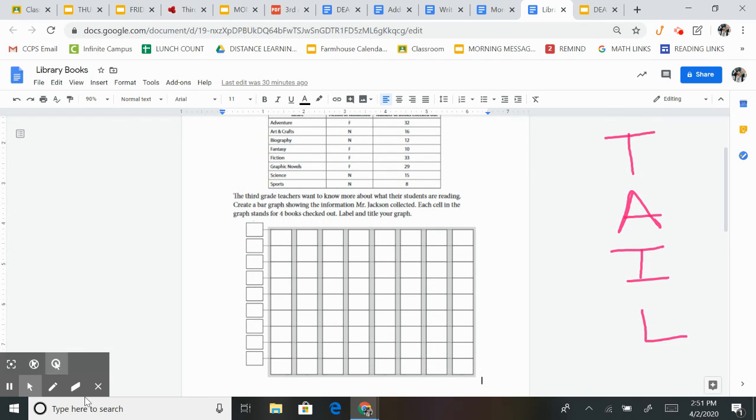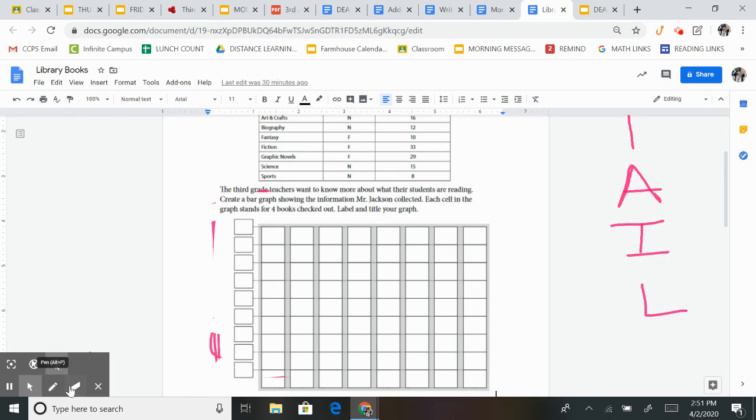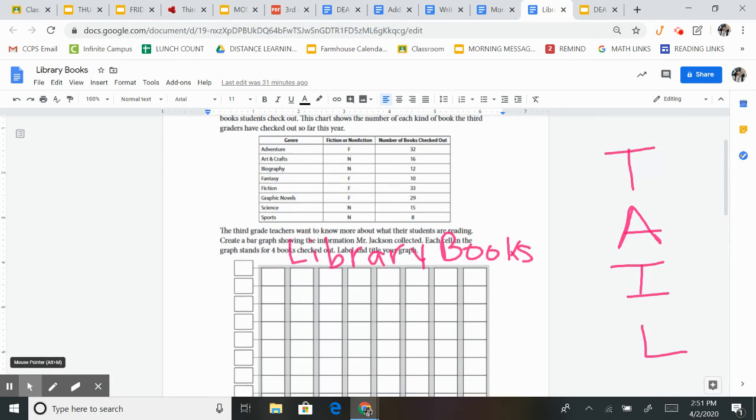I think that you could label this library books, and I'm going to have to zoom in just a little bit and get some of this stuff erased. I think that a great title could just be library books, but you can be creative here and come up with your own title. Remember, the title goes at the top of your graph, so I am going to be writing over our directions because I am using my draw tool on my laptop, but that is okay. Okay, so we have our title, which is library books. So that is done.